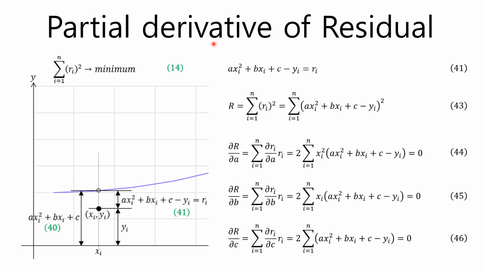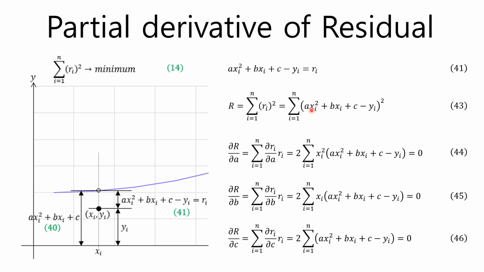To find the coefficients that minimize the residuals, we have to calculate the partial derivative of the residuals with respect to each coefficient. Let us denote the sum of the squares of all the residuals as r. Substituting ri in equation 41 into equation 14 gives equation 43. In equation 43, yi and xi are measured values and therefore constant values. On the other hand, a, b, and c are coefficients of a system equation that has not yet been determined, so they are variables rather than constant values.